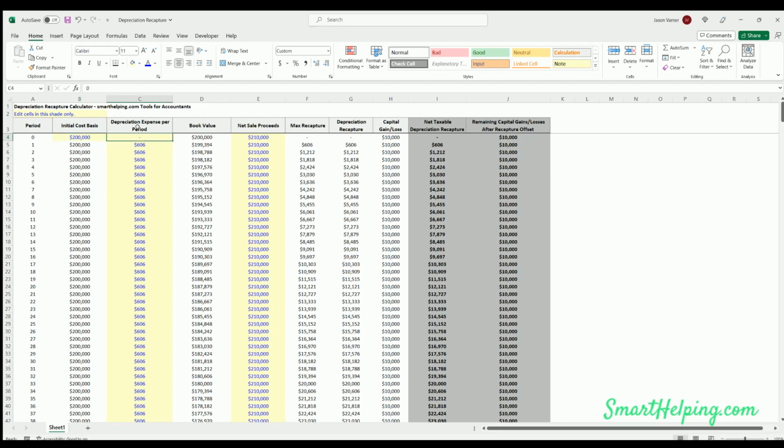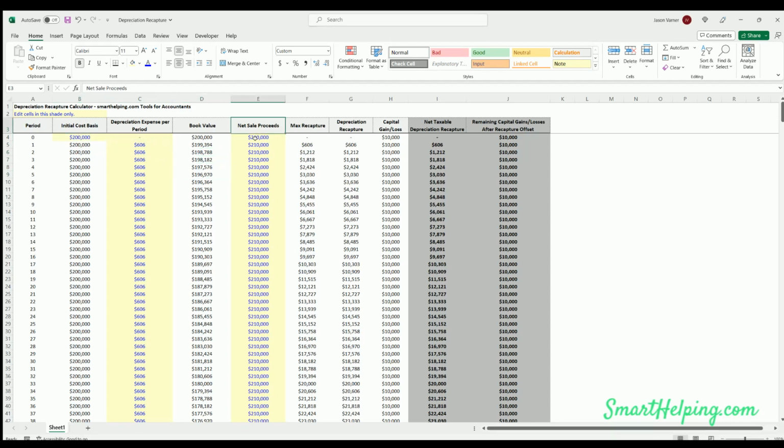Next column, depreciation expense. So this could be hard-coded. There's a bunch of different depreciation methods. You might have double declining balance, straight line. You might be doing bonus depreciation. So you can define whatever your depreciation expenses are in whatever period they are relative to the initial cost by month. You can go ahead and enter those here in column C. So this is depreciation. Now, based on that, we have a book value. That's just reducing the asset value's initial basis by the depreciation.